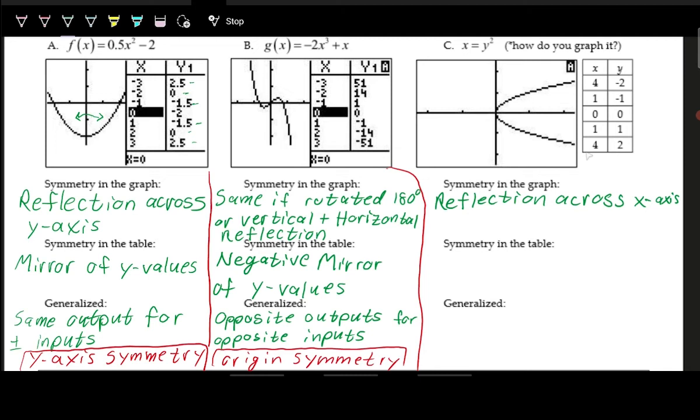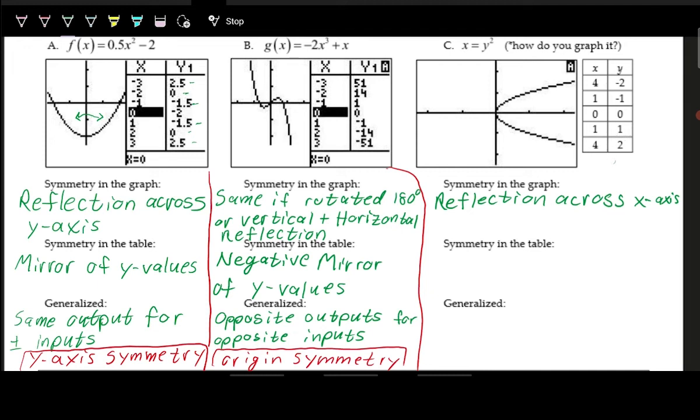Now the symmetry in the table. I wrote out the table here of some different points of this graph. So we have the point input of 4, output of negative 2. Input of 1, output of negative 1. Input of 0, output of 0. Input of 1, output of positive 1. Input of 4, output of 2.